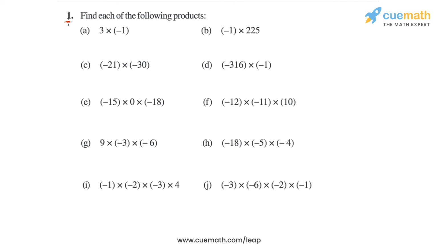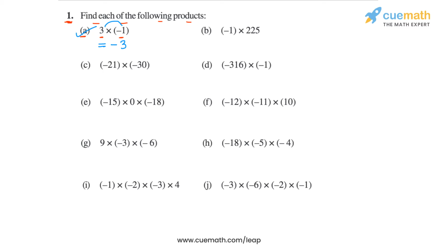In question 1 of this exercise, we have to find each of the following products. So let's start with part A, in which we have to calculate 3 times minus 1. Ignoring the negative signs, the magnitude of the product will be 3 into 1 or 3. Since one integer is positive and the other is negative, the sign of the product will be negative. So the product in this case will be equal to minus 3.